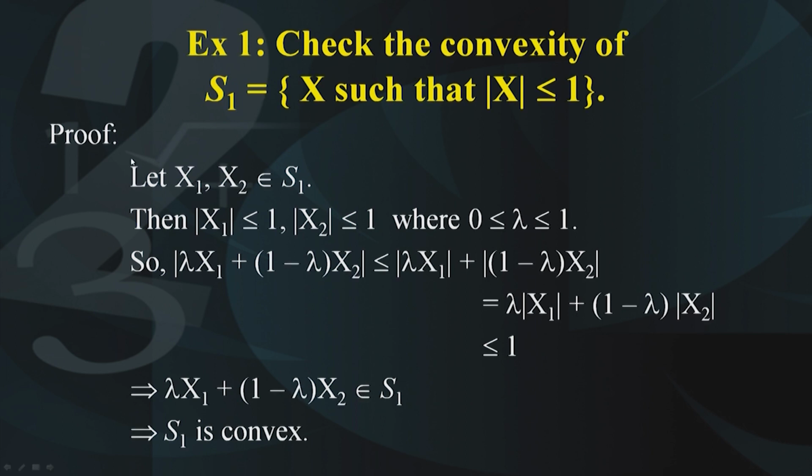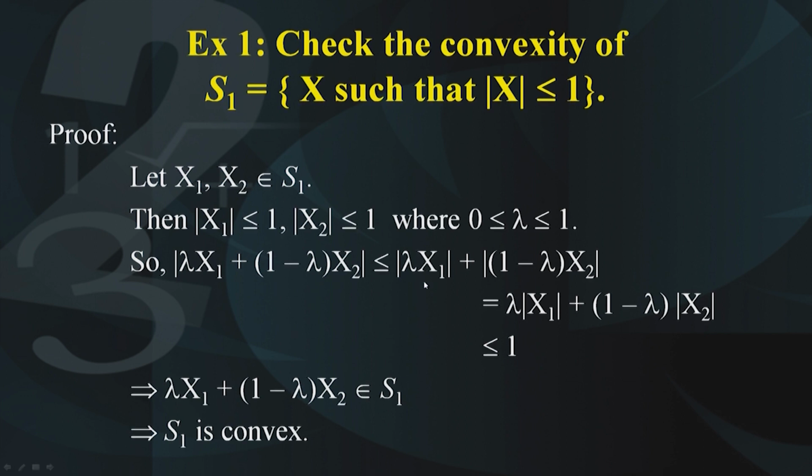Therefore, we want to look at this condition: lambda x1 plus (1 minus lambda) x2. Now, why are we looking at this expression? We are looking at it because it indicates the set of all points lying between x1 and x2, because we are assuming that the value of lambda is between 0 and 1. So, let us now solve this inequality.